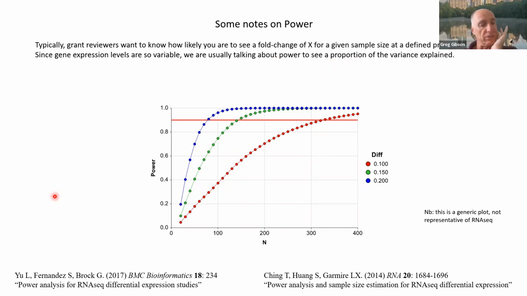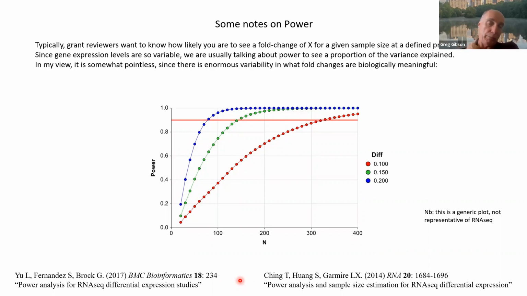And these two papers I've added at the bottom here, a 2017 one and a 2014 one, are two pretty good discussions of how you do power analysis in RNA-seq studies. And there's software that they'll point you to for doing these calculations. They're adjusting for dispersion parameters, the negative binomial distributions, and so forth. So it's not a straightforward thing at all, but there are power calculators.